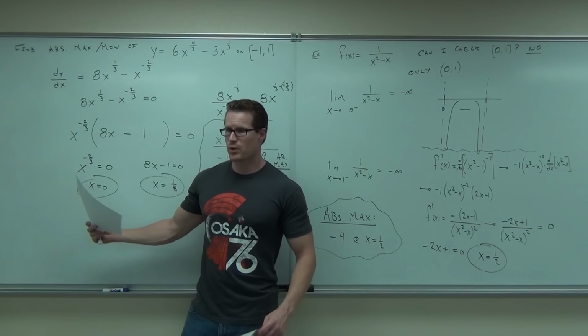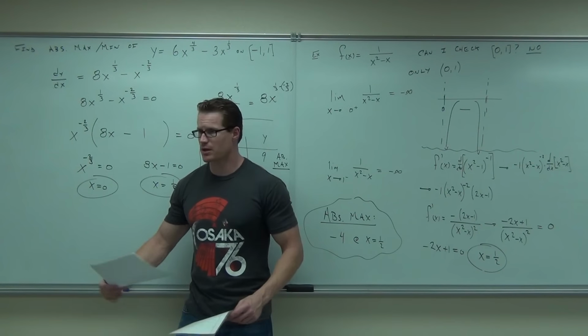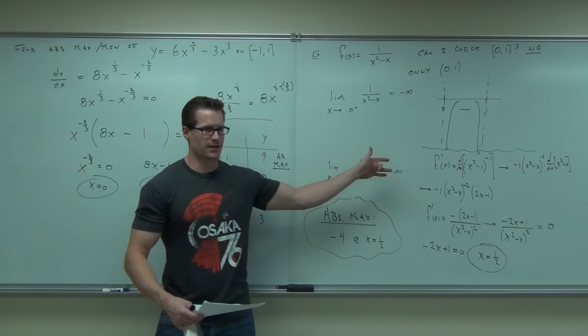Do you have a good feeling about absolute maximum? If you have endpoints, you check endpoints and critical numbers. If you don't have endpoints, you check critical numbers and you do one-sided limits with sign analysis, and that's the basic goal.